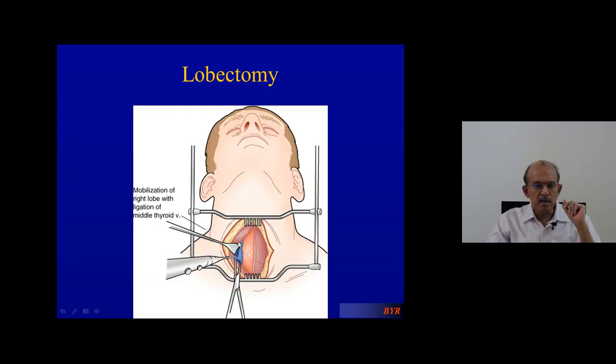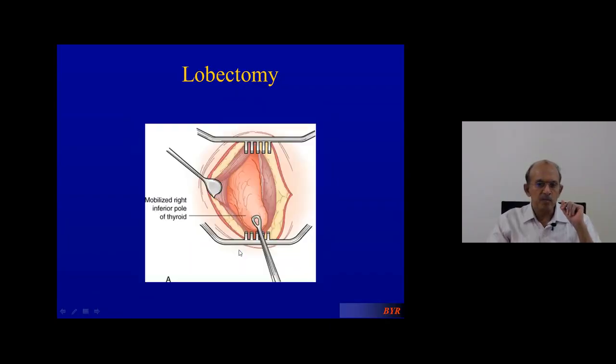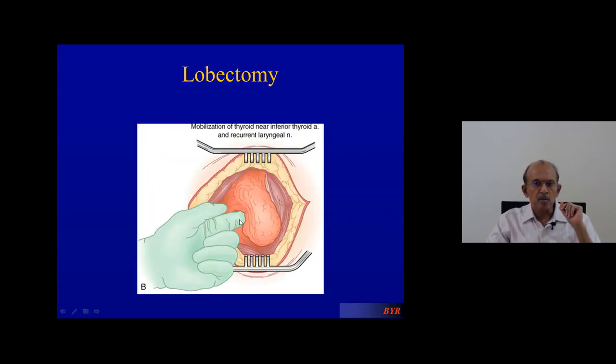You dissect on the lateral side. You will find the middle thyroid vein. So first you ligate the middle thyroid vein. Once you ligate the middle thyroid vein, you can mobilize the gland either with finger dissection or with instrument dissection. You separate the gland from surrounding tissues.